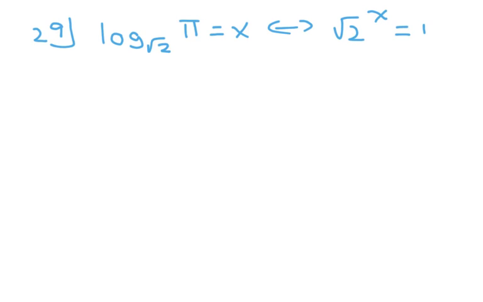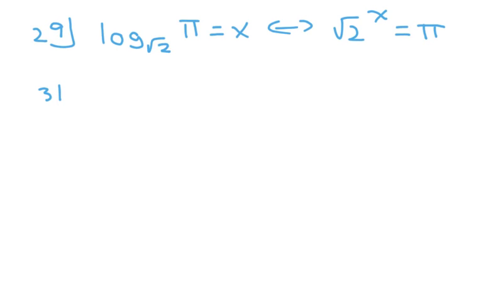And 29, let's go to another page here. Log base root 2. I don't know how they wrote this. This is weird how they did it in the book. Let's just assume it's this. So our base is root 2, to the x equals pi.